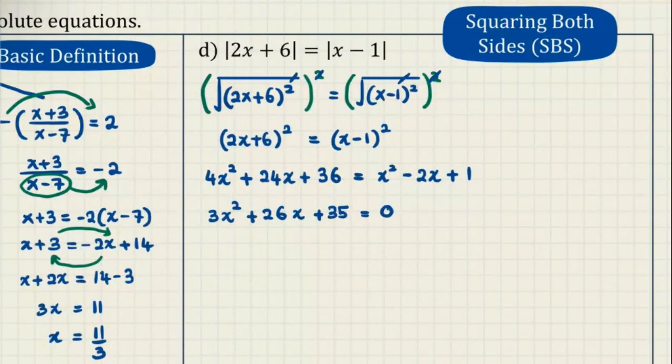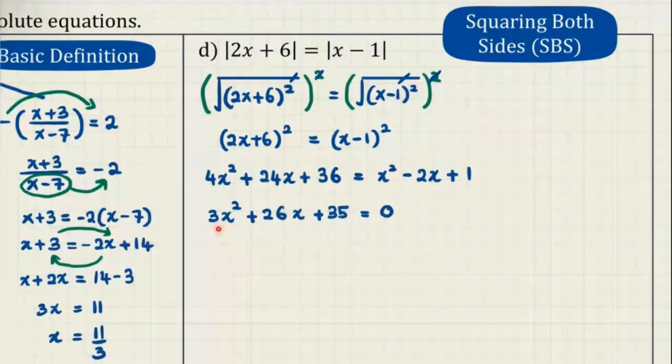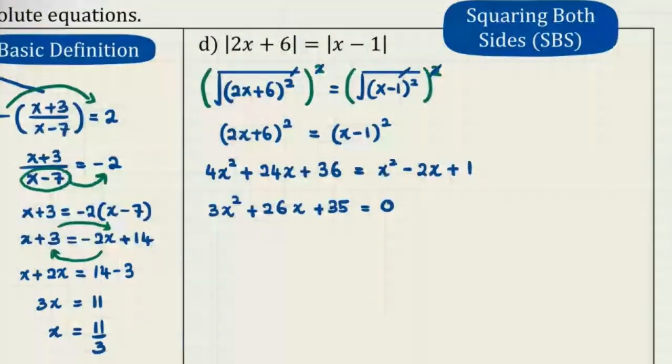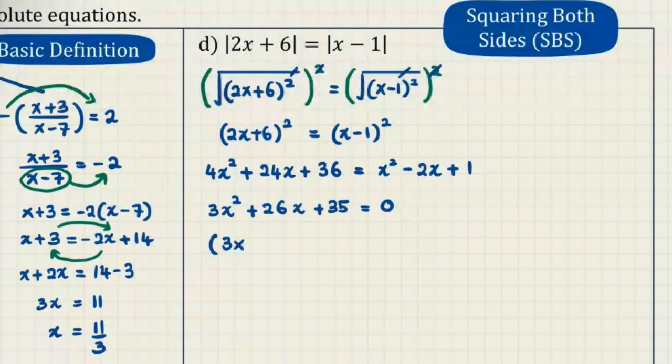Okay, before that, can we simplify this quadratic? We can't, right? Because 35 and 3, we can't simplify. So it is already in its simplest form. And now you can just use your calculator to find the factorization for this quadratic. So here I will get 3x plus 5 and the other one will be x plus 7.